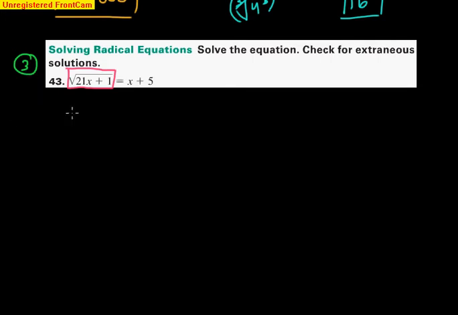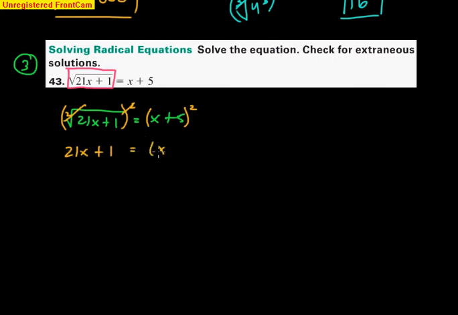So let me rewrite this problem down below. This is the square root of 21x plus 1 equals x plus 5. What we must do is raise both sides to the power that matches the index. Since there is no index, that's a 2, so we must actually square both sides. And to the right side, I put that x plus 5 in parentheses, and I will square it. So on the left side, these cancel, and it's very simple, 21x plus 1, outside of that radical.